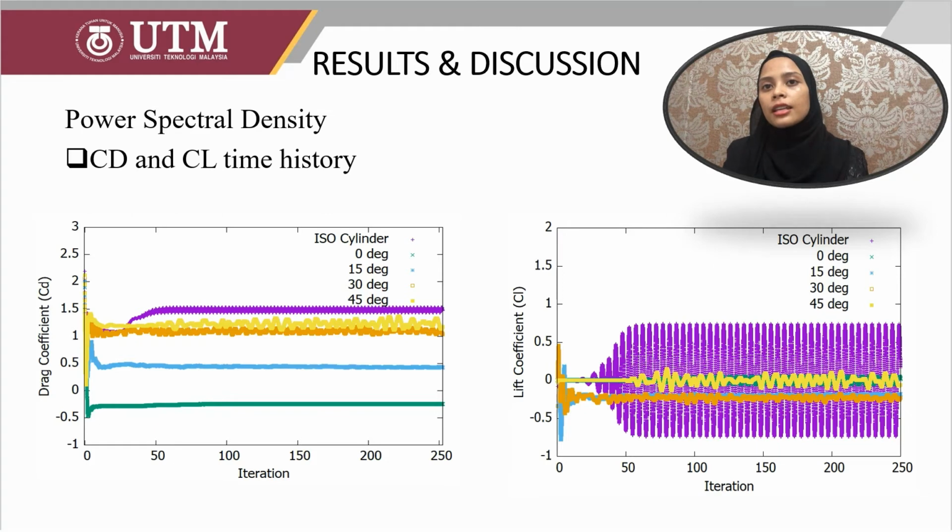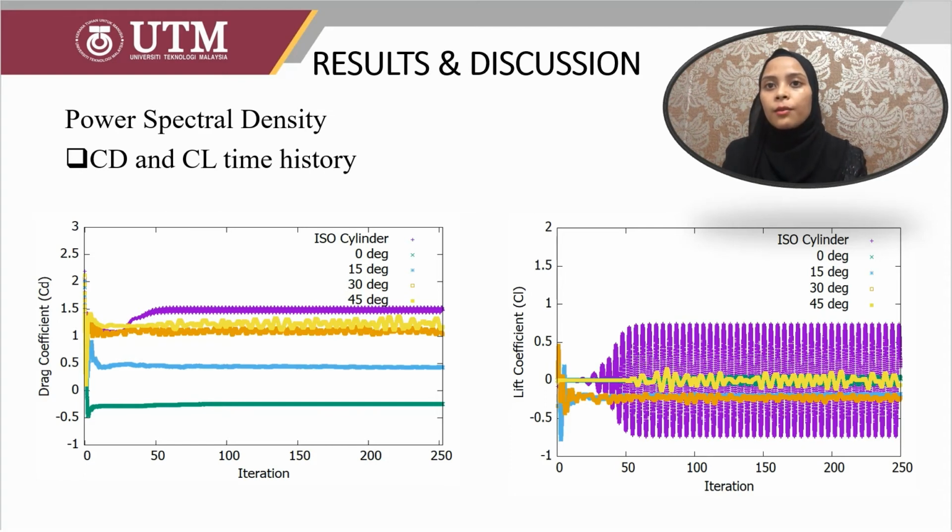The figure shows that the time history of CL at 0 degrees grows larger than the time history of CD, while at 15 degrees, 30 degrees, and 45 degrees the time history of CD grows larger than the time history of CL. It's like the opposite of the 0 degrees.